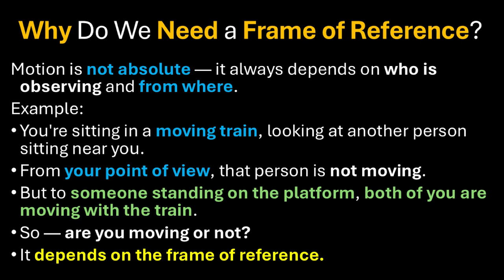So, whether the object under observation is moving or not depends upon the frame of reference. If the frame of reference is the moving train, the object appears to be at rest. If the frame of reference is the stationary platform, then both of the objects appear to be moving. So this motion is not absolute. In fact, no motion is absolute, and it depends totally on the frame of reference. All right.